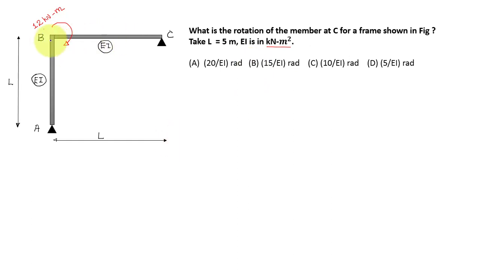We can see that in this frame, the loading is like this. We have a concentrated moment at the joint B. First let us understand how the deformed shape will look. If we apply a clockwise moment at the joint B, this beam will deflect like this. It will have a clockwise rotation at joint B and an anti-clockwise rotation at joint C. This will be your clockwise rotation at joint B.